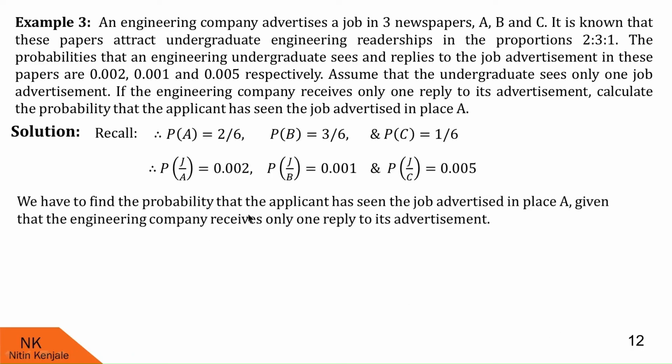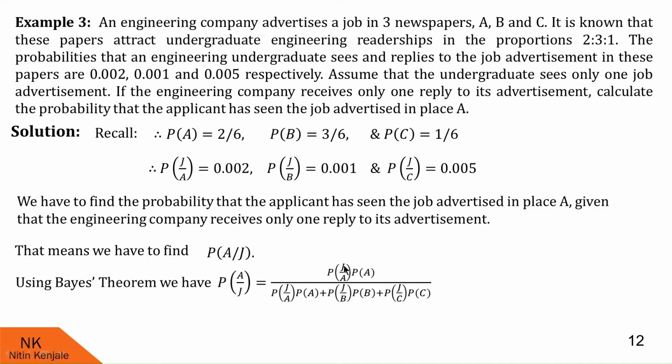Next, we have to find the probability that the applicant has seen the job advertisement in newspaper A, given that the engineering company receives only one reply to its advertisement. That means we have to find probability of A by J. And according to Bayes' theorem, probability of A by J can be given by probability of J by A into probability of A upon probability of J by A into probability of A plus probability of J by B into probability of B plus probability of J by C into probability of C. Substituting values of all these probabilities over here, we get probability of A by J as 1 by 3.